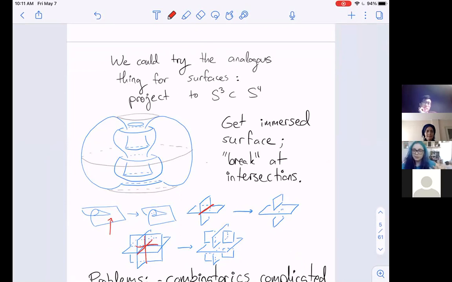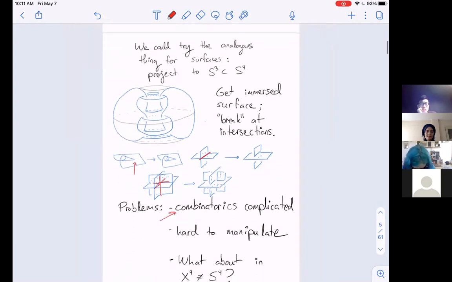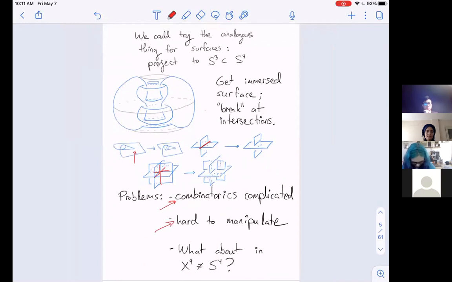So this is kind of bad because the nice thing about knot diagrams is they're so easy to use, right? It's very difficult to look at this whole thing or draw it all at once. So I would say the combinatorics is complicated. They're very hard to manipulate. And if it's this hard in S4, what are we going to do in an arbitrary four manifold? Which, if I'm studying cobordisms, I'm probably not just thinking about S4.